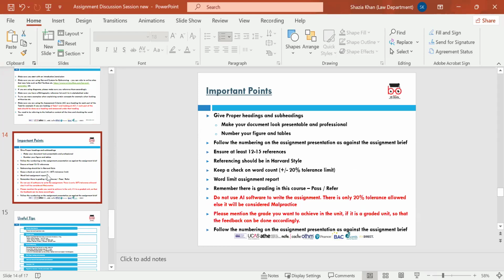Give proper headings and subheadings. Make your document look presentable and professional, and number your figures. Make sure you list all the figures. Ensure that you have at least one figure. Which figure are you talking of? Is it a drawing? Yes, the diagrams. They say figures or diagrams, whichever. You need to make sure you are referencing them. Also, your word limit is 3,500.